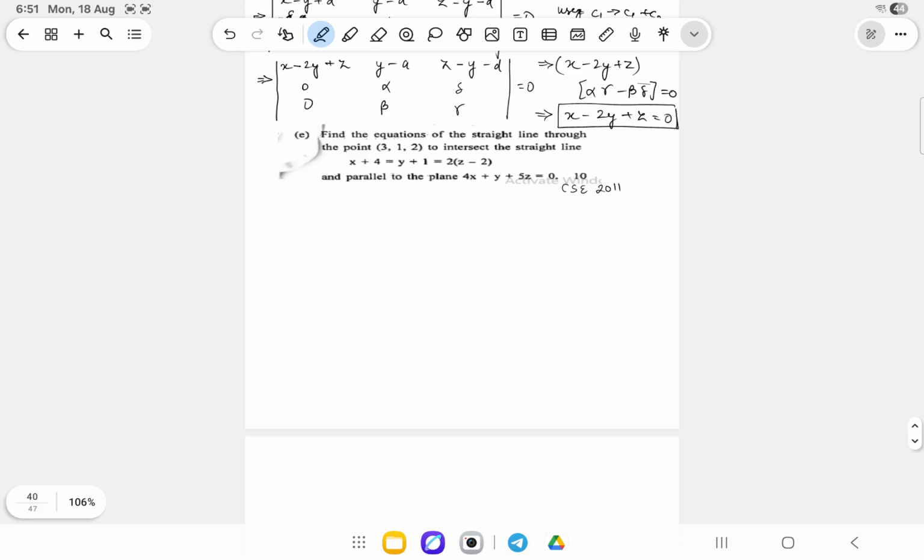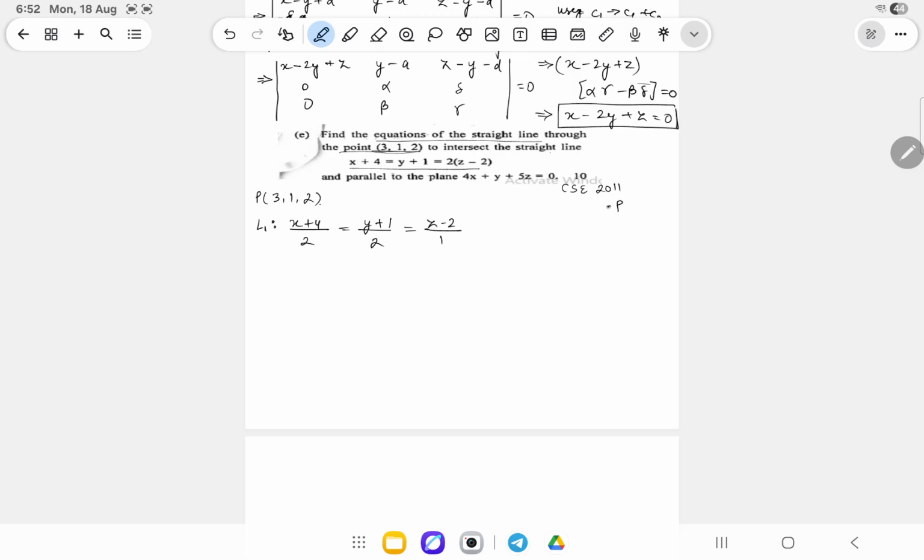The next question says: find the equation of the straight line via point P. Let P be (3, 1, 2), to intersect the straight line. First, let us read the full question. To intersect this straight line, let me write it as L1: (x plus 4)/2 equals (y plus 1)/2 equals (z minus 2)/1, and parallel to a given plane. Find the equation of the straight line via this point, to intersect this and parallel to.